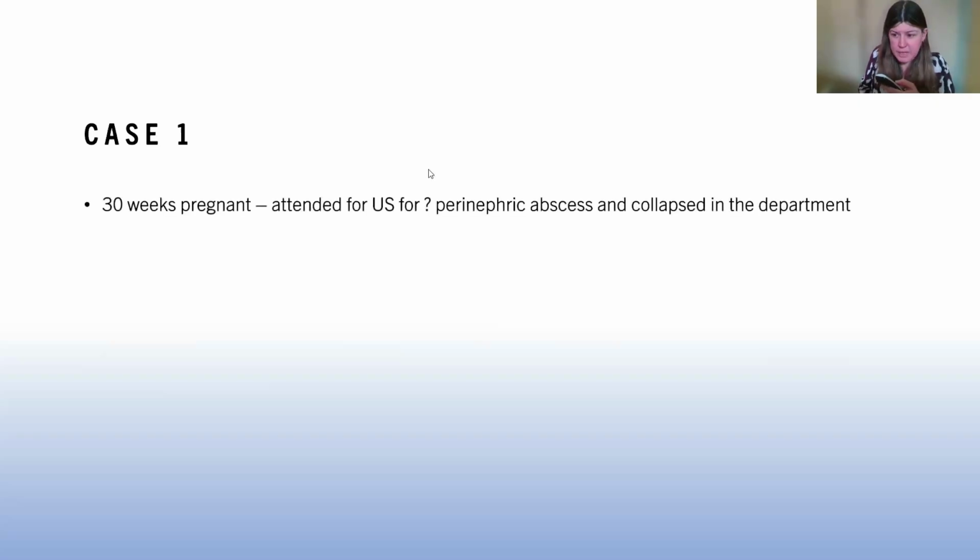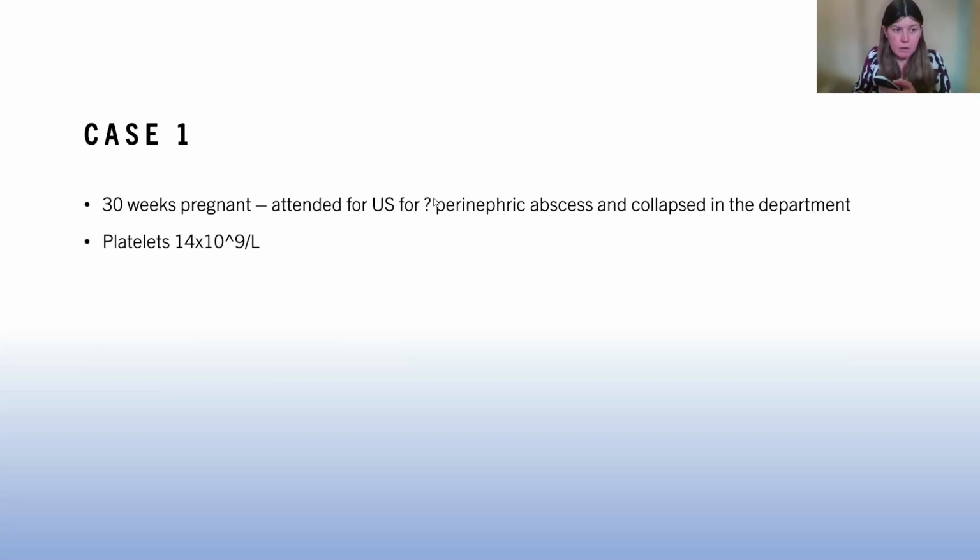So when she was 30 weeks, she went for an assessment in her local obstetric unit because they thought she might have a perinephric abscess. She hadn't been very well and had some other findings on initial imaging that suggested that. And when she was there, she collapsed in the department.